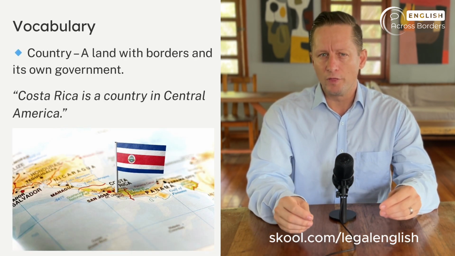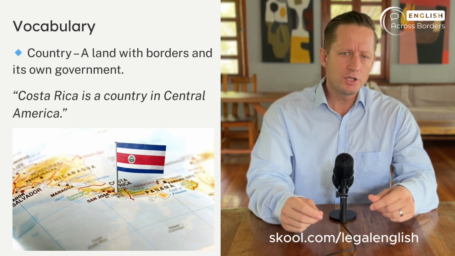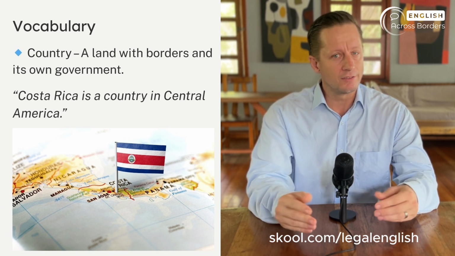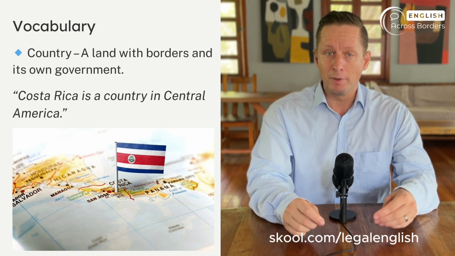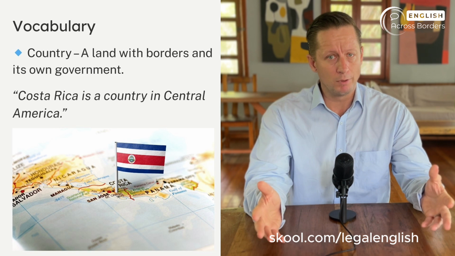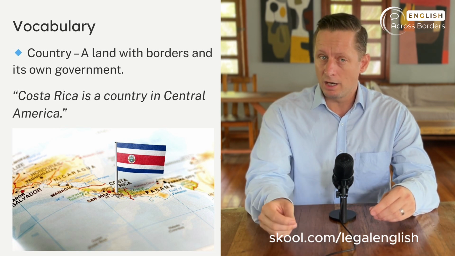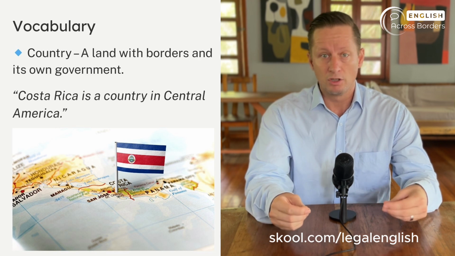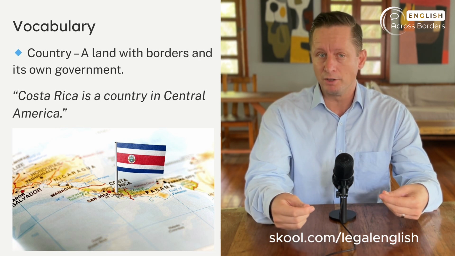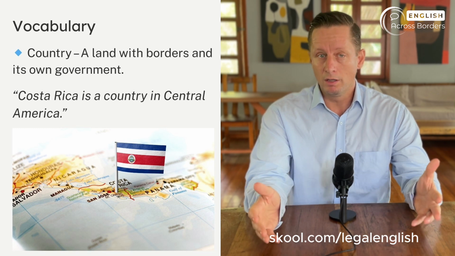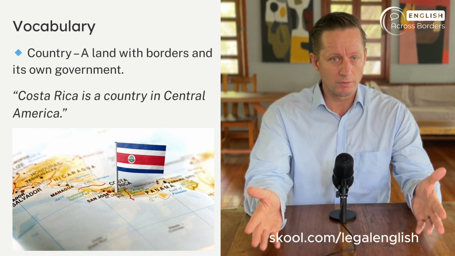Let's start with the word country. A country is a piece of land with clear borders and its own government. The government makes laws for the people who live there. For example, Costa Rica is a country in Central America. Imagine you live in a country. You follow the rules made by your government. Every country is different, but all have a government and borders.